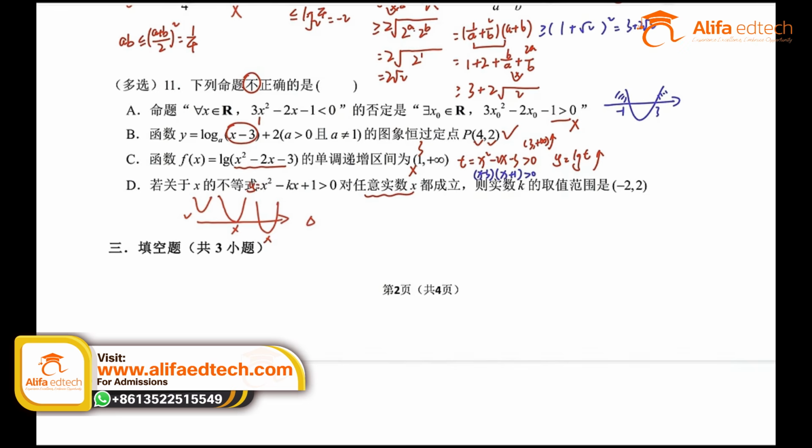So we use the delta method. Delta just needs to be less than 0. Delta is equal to b squared, which is negative k squared, minus 4ac. It's required to be less than 0. So there's no common point with the x-axis. It's always above the x-axis. So in this case, solving it, we get that k squared must be less than 4, so k must be greater than negative 2 and less than 2. So that means our option D is correct. So in the end, the incorrect ones are exactly options A and C.